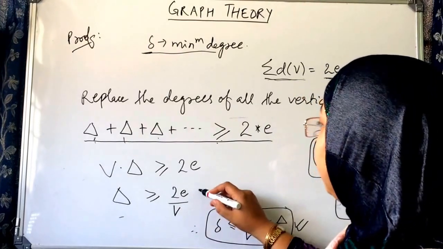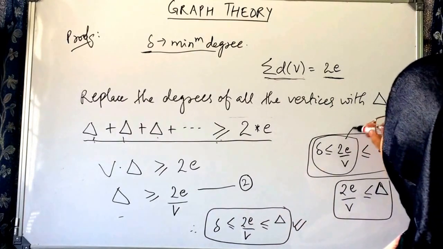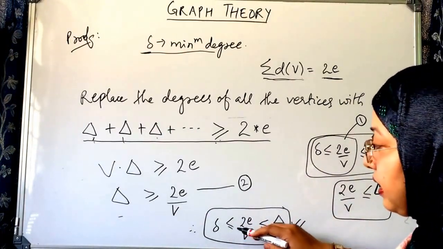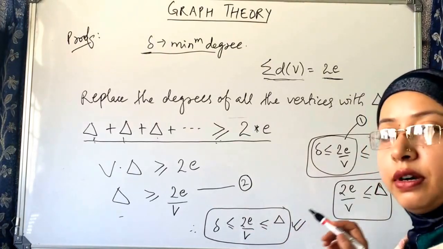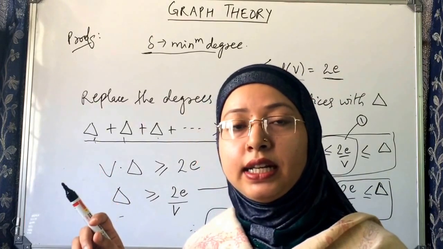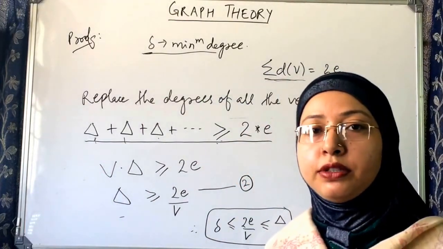From combining 1 and 2, this was 2 and this was 1, we can write that del is less than or equal to twice E by V is less than or equal to delta. Delta is what? Maximum degree. Del is what? Mean degree. Okay, so let's see some problems based on this.